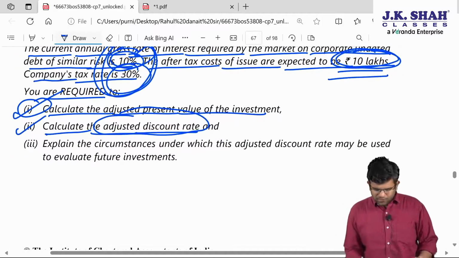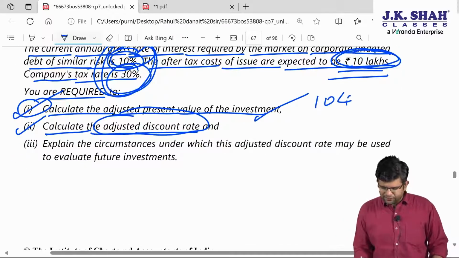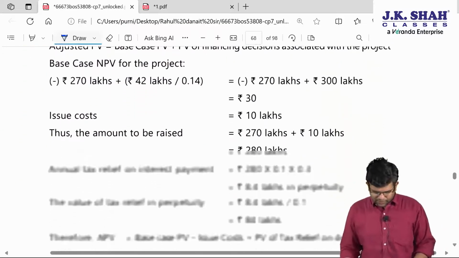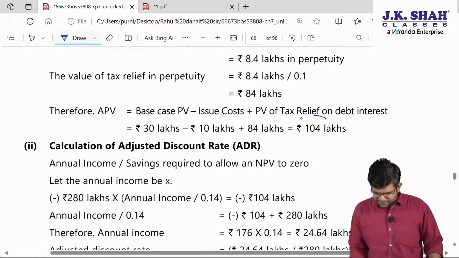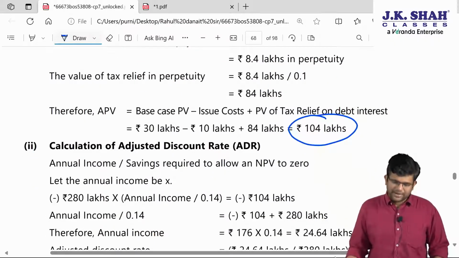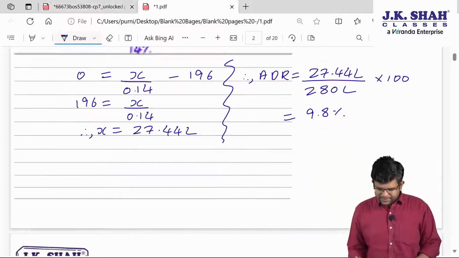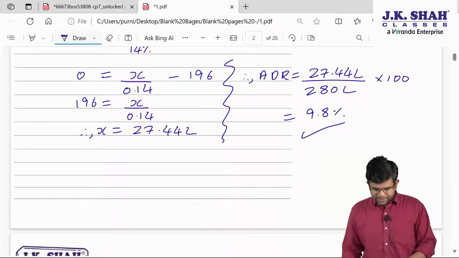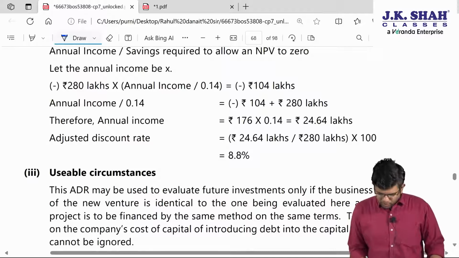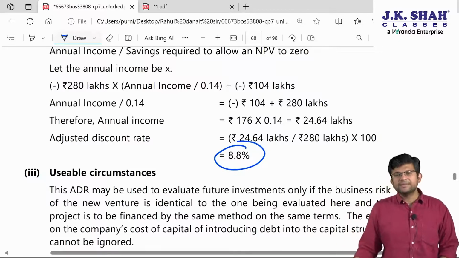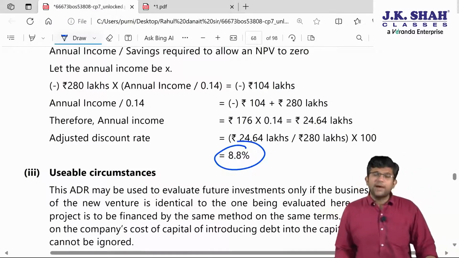Students, now we got first answer as 104 lakh. Let us see what ICAI has got. Okay, after doing all of this, very good, they have got 104 lakhs. Next students, the second answer we got is 9.8%. Let's see what ICAI has got. Oh my god, they have got something else. They have got 8.8%. Now why is that?